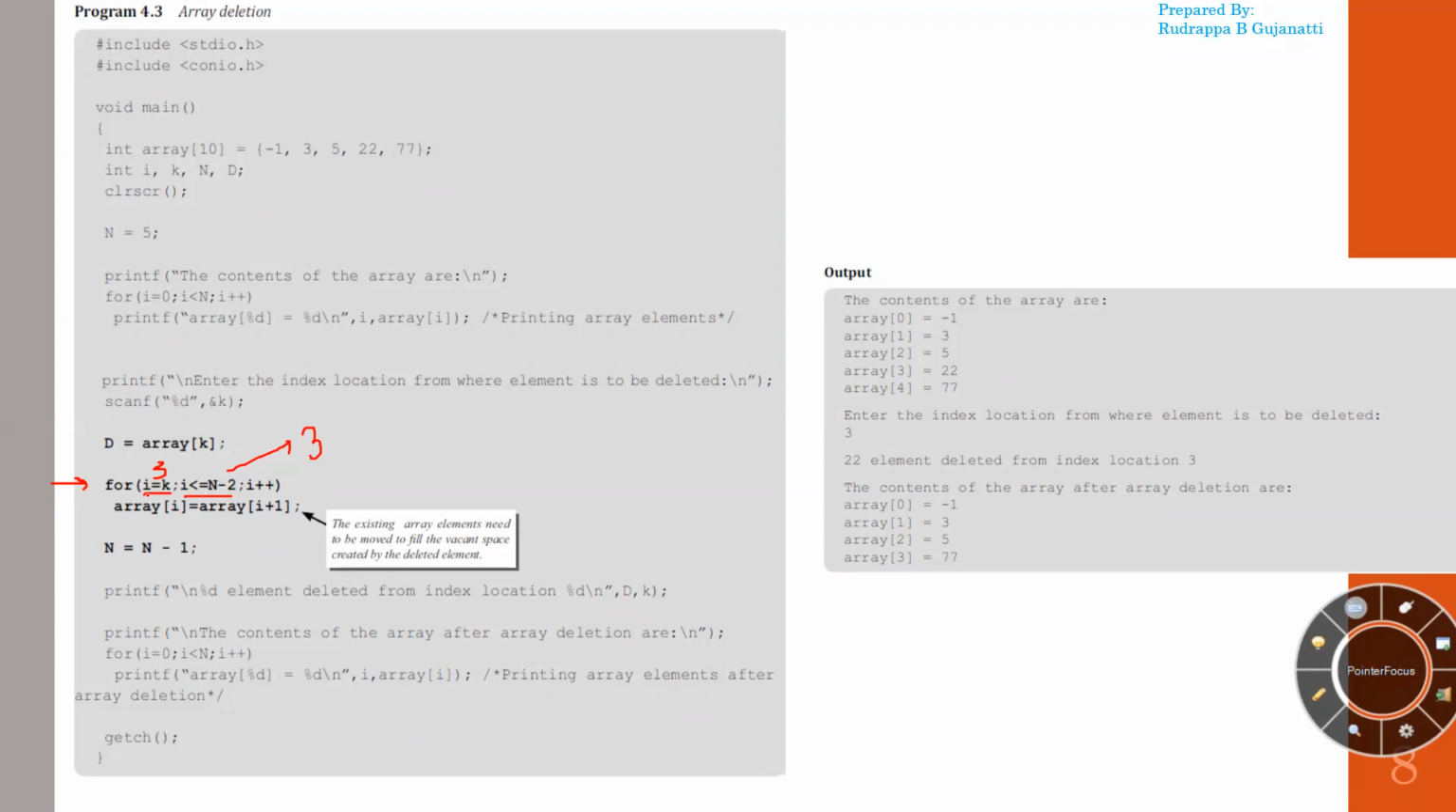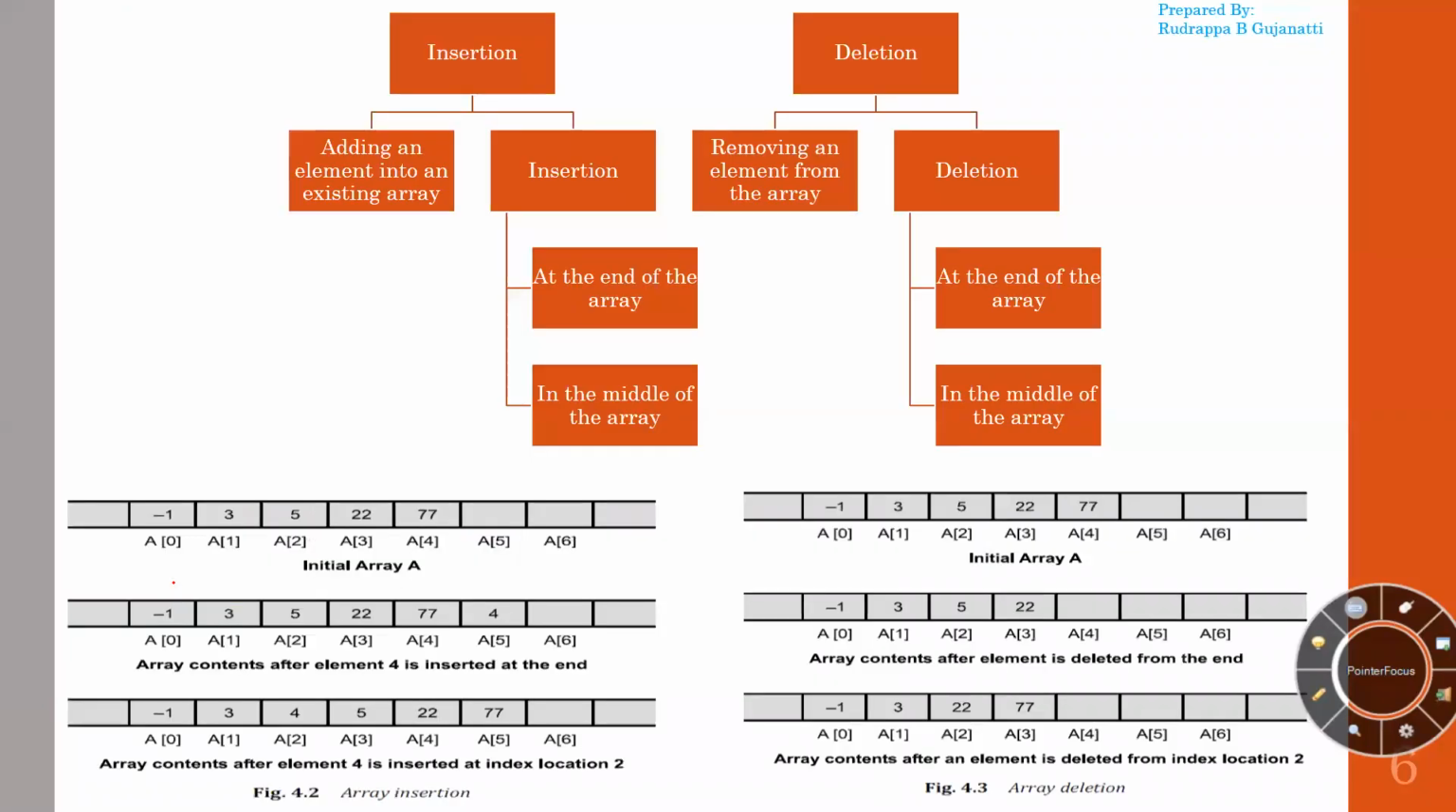Now what you're doing is, previously you had array of i plus 1 is equal to array of i, wherein you are increasing the index and storing the element. That was for insertion. Now what we have to do is, the next index element has to be stored in the previous index element. Here you can observe.